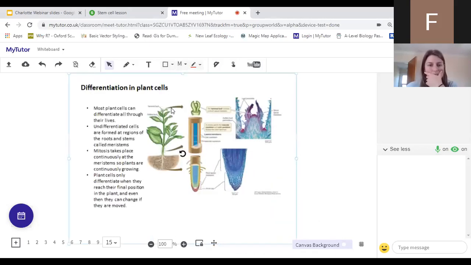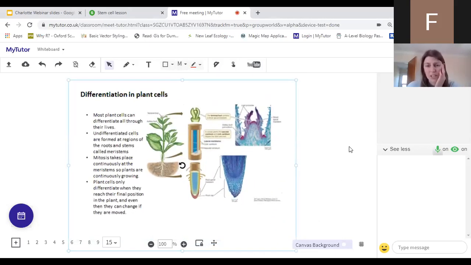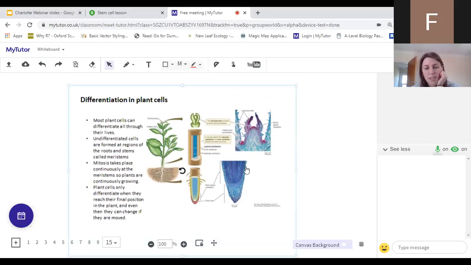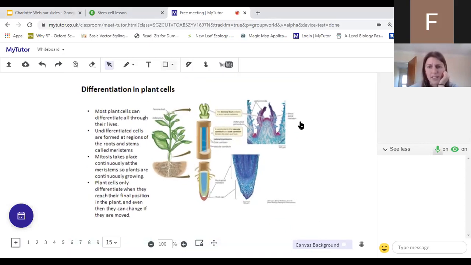There we go. So this is the slide that we looked at yesterday for differentiation in plant cells. So this diagram here is of a root meristem. So this is at the bottom of a root. They have this funny section here where it's called a meristem, and it's where stem cells are produced. So those stem cells are produced here, and then they slowly make their way up the root. We've got another one here at the top of the stem as well. They're really odd looking, but that's an area where stem cells are produced, and then they move around the plant from there.